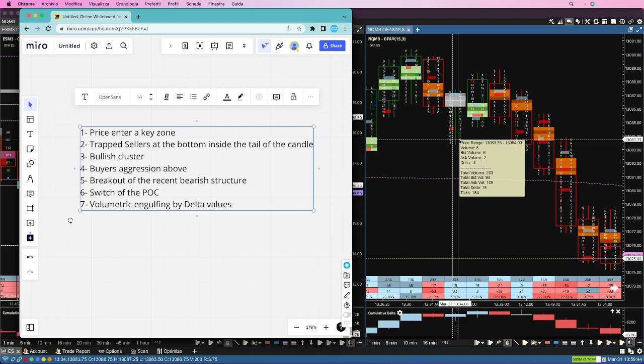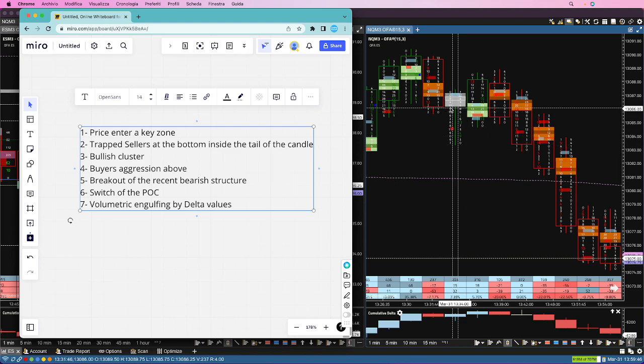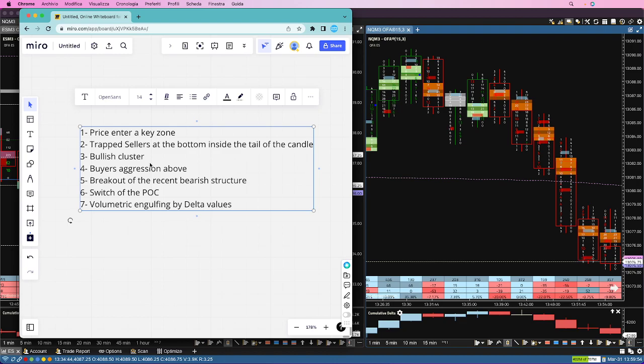Then we have a bullish cluster. This is obviously for a long trade. We have a buyers' aggression above the cluster, or inside the cluster, a breakout of the recent bearish structure, a switch of the point of control, and a volumetric engulfing, which are these.